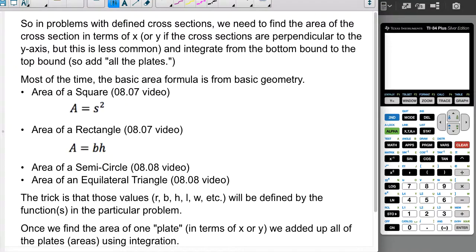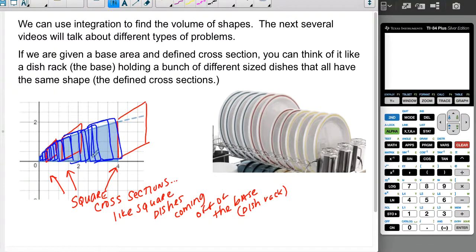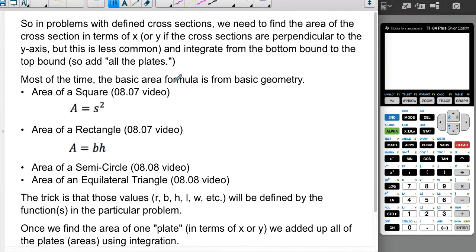In problems where we have defined cross sections, what we need to do is find the area. If we go back up to the dishes for a sec, we need to find the area of one dish, let's say this square dish that's somewhere in here. But it's not an area that's a number. It's an area that's in terms of x. So I find the area of this one dish, and then I use that area formula, and I add all the dishes. The way we add the dishes is by integration. For right now, we're going to be talking about cross sections in the direction of the x-axis. We'll talk about cross sections in y later.